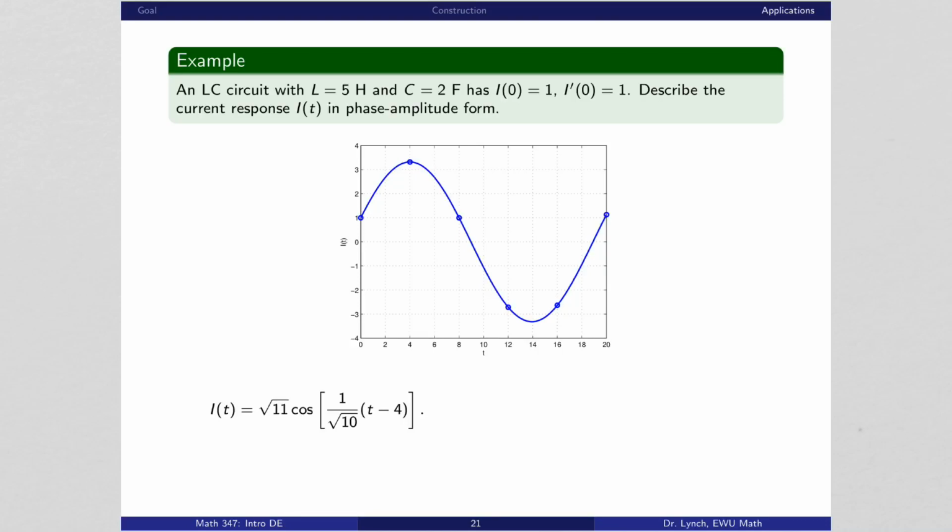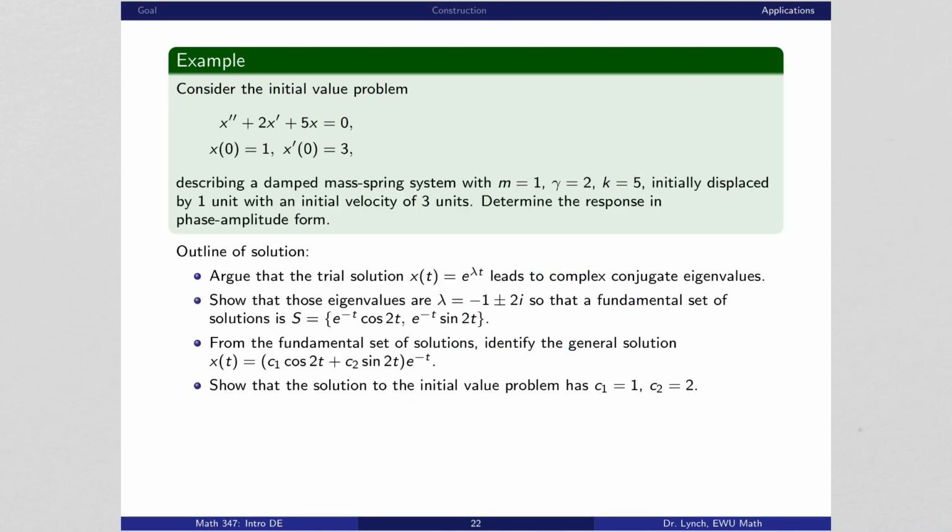Okay, wrap up with one more example of an initial value problem that you can think of as a damped mass spring system. Here, x double prime plus 2x prime plus 5x is 0, where x of 1 is 3 and x prime of 0 is 3. So I think I misspoke there. x of 0 is 1, x prime of 0 is 3.